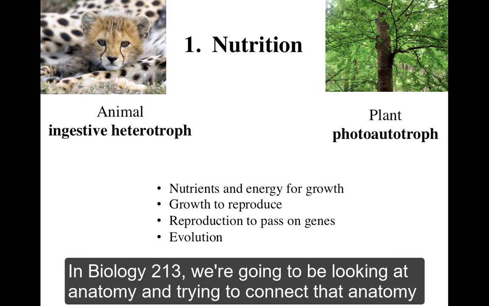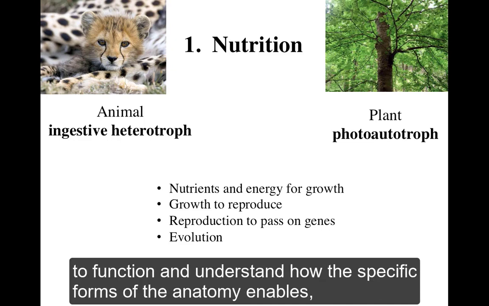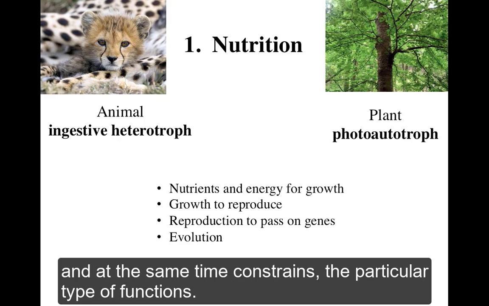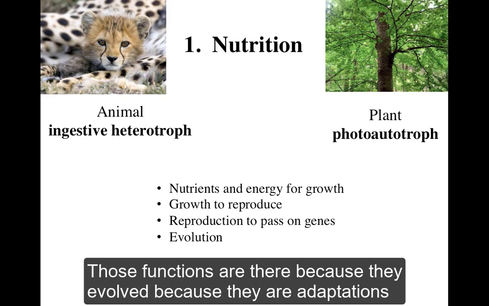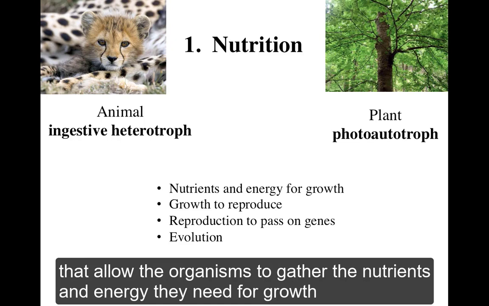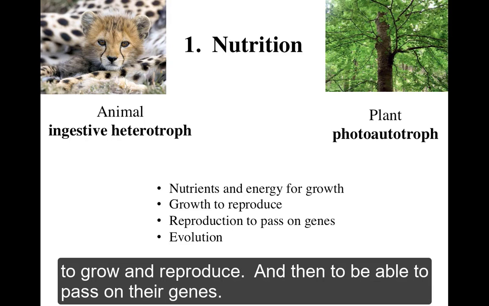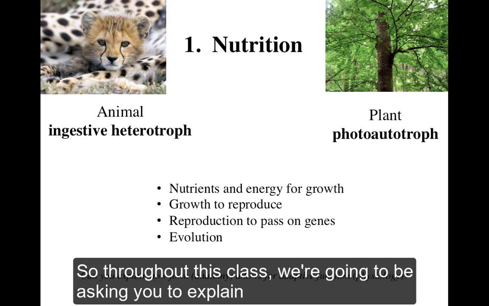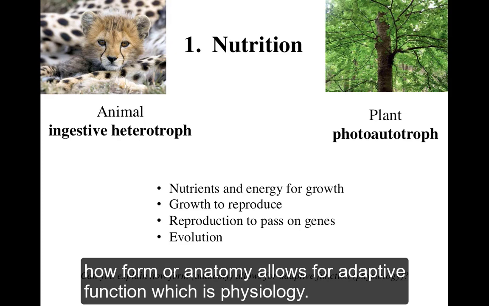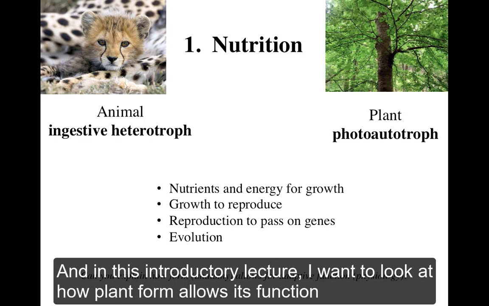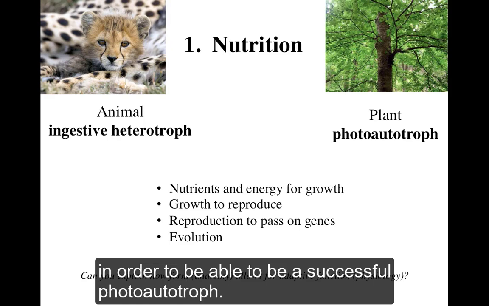In Biology 213, we're going to be looking at anatomy and trying to connect that anatomy to function and understand how the specific forms of the anatomy enables and at the same time constrains the particular types of functions. Those functions are there because they evolved, because they are adaptations that allow the organisms to gather the nutrients and energy they need for growth, to grow and reproduce, and then to be able to pass on their genes. So throughout this class, we're going to be asking you to explain how form or anatomy allows for adaptive function, which is physiology. And in this introductory lecture, I want to look at how plant form allows its function in order to be able to be a successful photoautotroph.